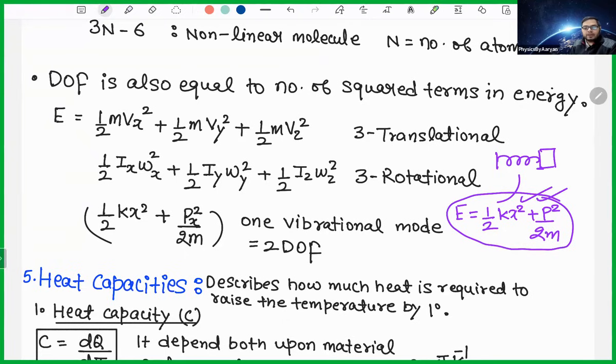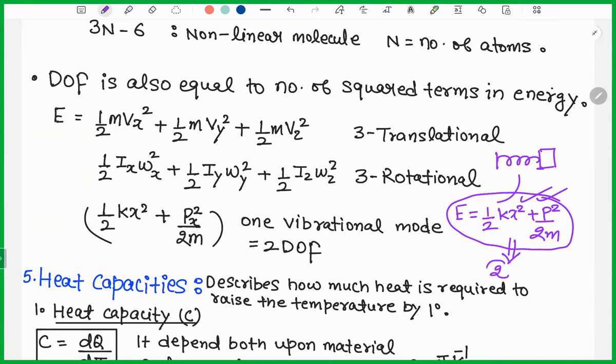Am I right? If you are oscillating, you have potential energy and you have kinetic energy also. Your pendulum has both. Vibration means oscillation. In oscillation, you have both the energies, one because of potential and one because of kinetic. So how many square terms are there in this? One or two? Two square terms.